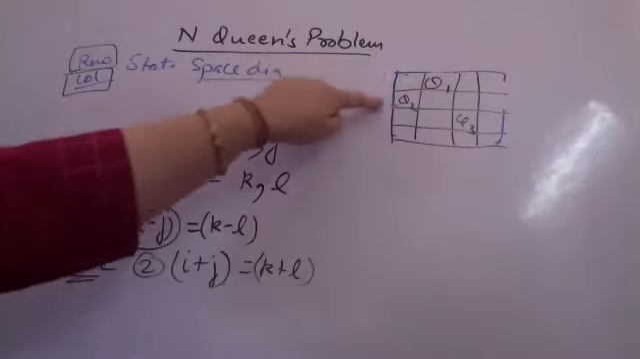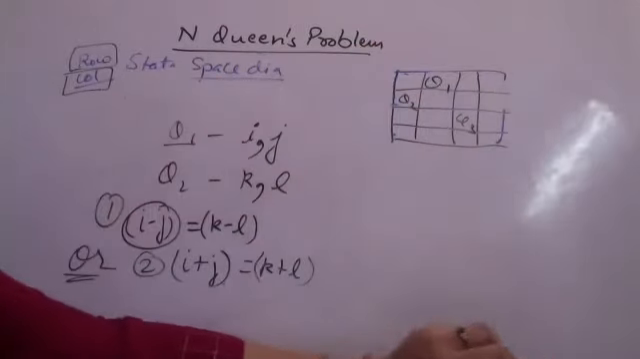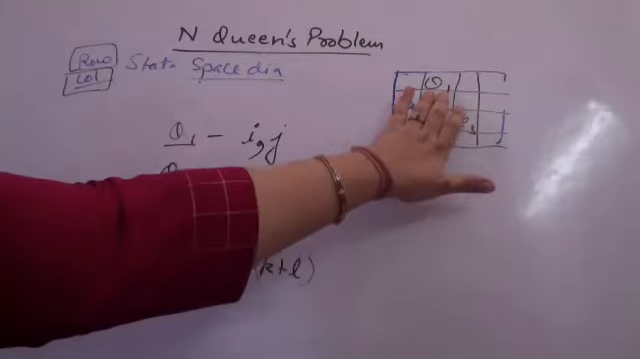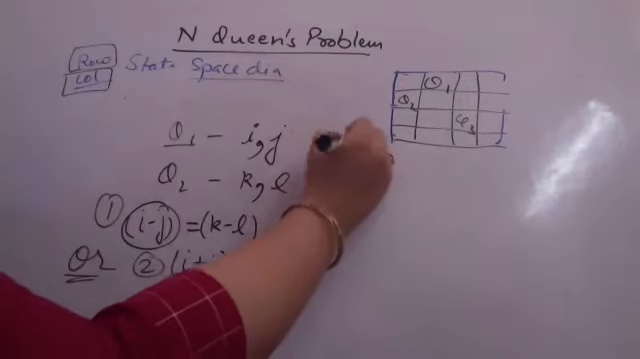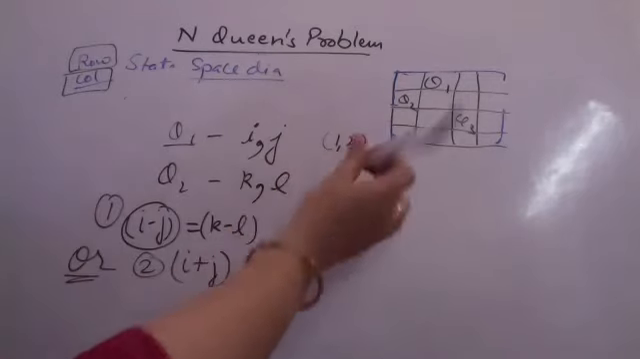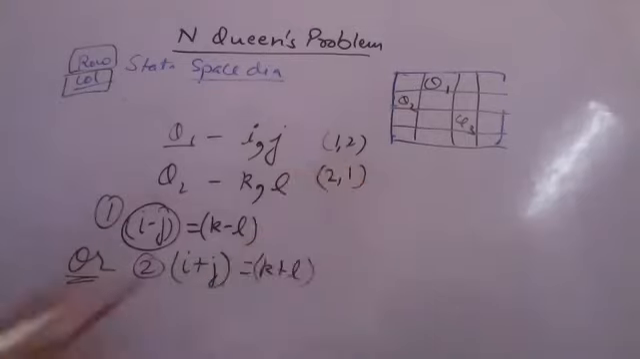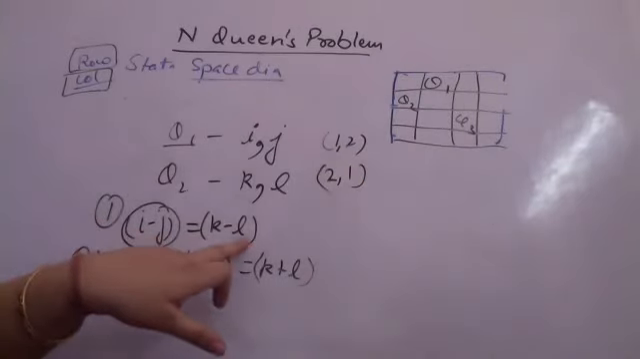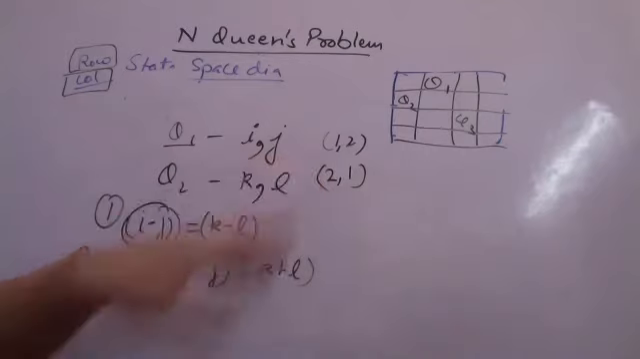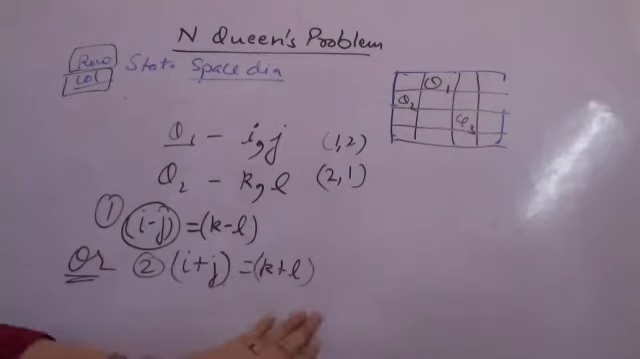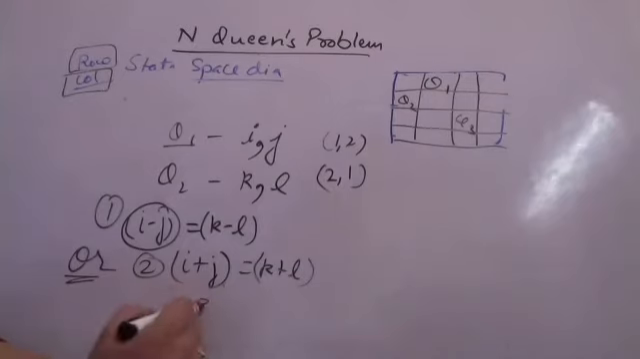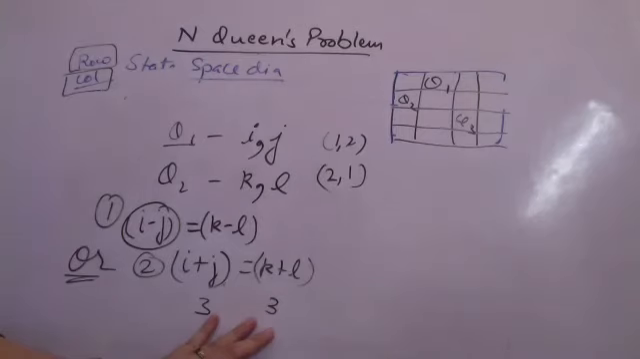Now if I take a board with columns 1, 2, 3, 4 and rows 1, 2, 3, 4, supposedly queen 1 is at position 1, comma 2, just as one example. Queen 2 is at position 2, comma 1. If I try to find I minus J and K minus L, they are not equal, since a minus sign will come. If I see I plus J and K plus L, they will be equal. That means they are lying on the diagonal. I plus J will be 3, K plus L will also be 3. That means they are going to lie on the diagonal. Correct?